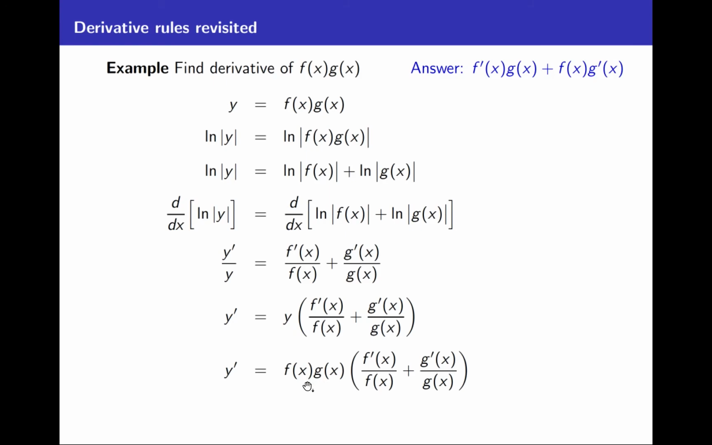And now multiply the f of x times g of x into the parentheses, distributed in there. When these two terms multiply, the first one, the f of x cancels, and that gives you an f prime of x times g of x. And when you multiply times the second, the last term, the g of x cancels, and it gives you f of x times g prime of x. So sure enough, you get the expected answer, f prime g of x plus f g prime of x, as expected.